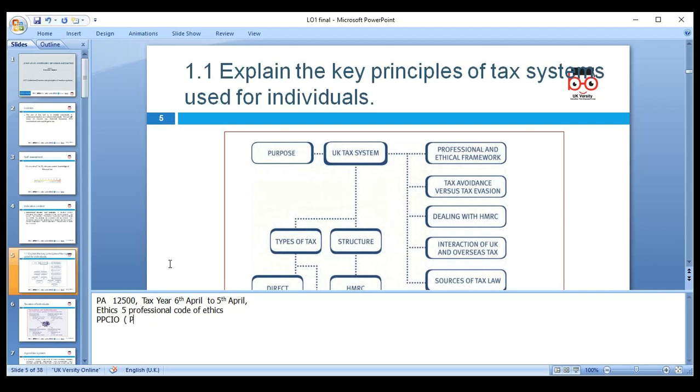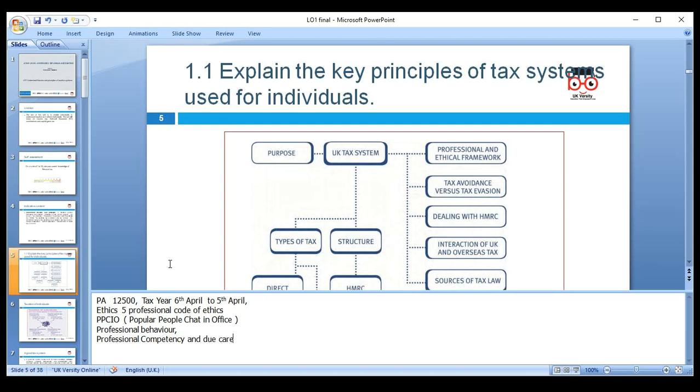PPCIO stands for popular people chatting in office, to remember it easily. Have you observed in your own workplaces, popular, very famous people always carry on chatting a lot in the office? Okay, to remember it, the first P stands for professional behavior. Always in accountancy we need to keep professional behavior, not bring disrepute, because our behavior should not conflict with anything. Second is professional competence and due care.